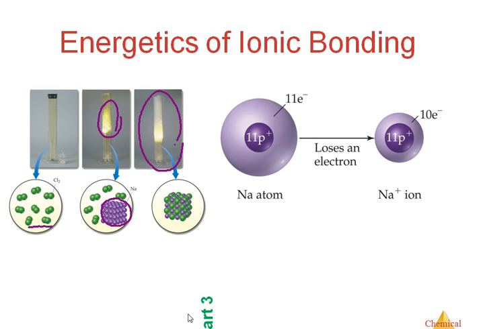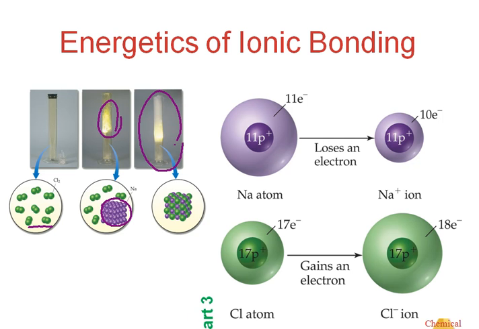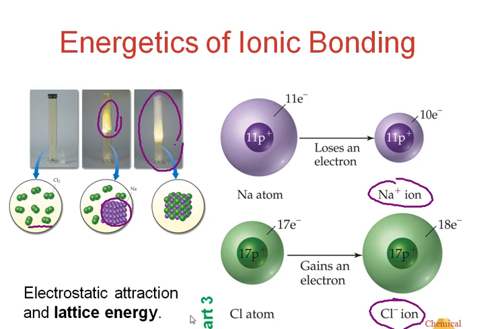So there's a third part, and the third part is that you have these two oppositely charged ions that are attracted to each other. Okay, so part 3, sorry you can't see the beginning of the word part, but this says part right here. Part 3 is electrostatic attraction and lattice energy. Okay, we're going to talk about that a little bit.